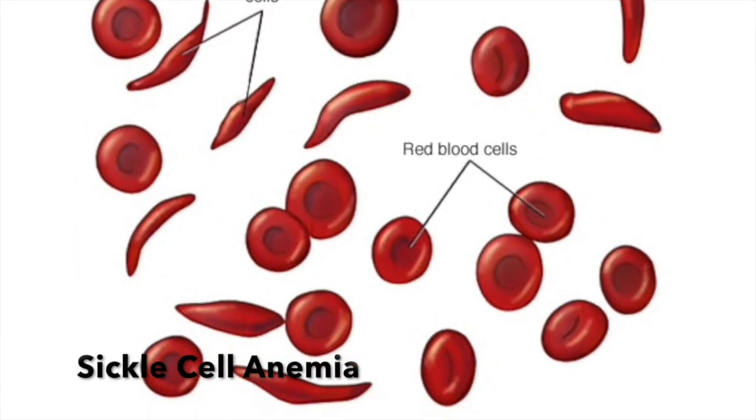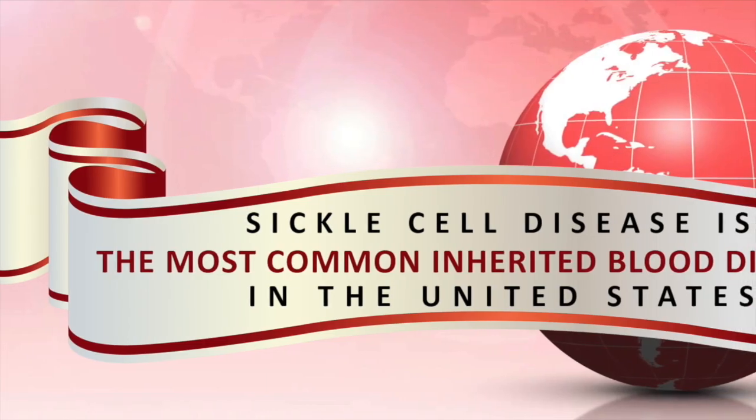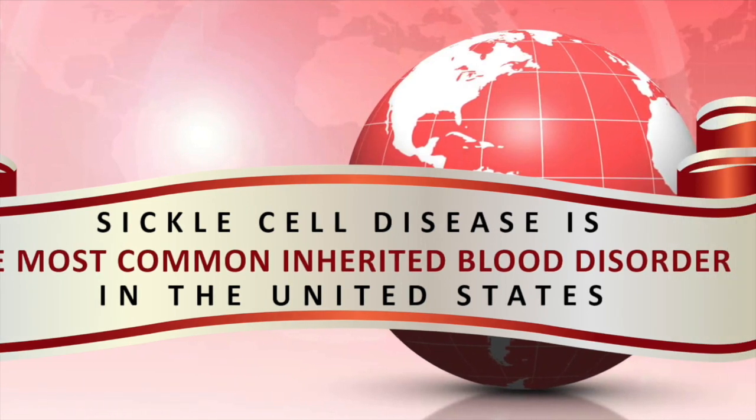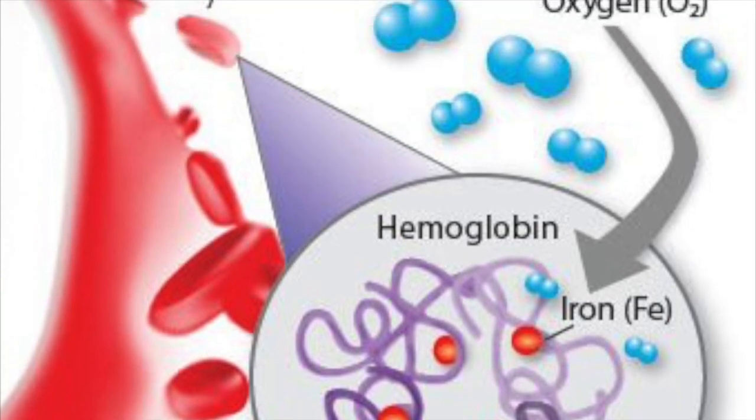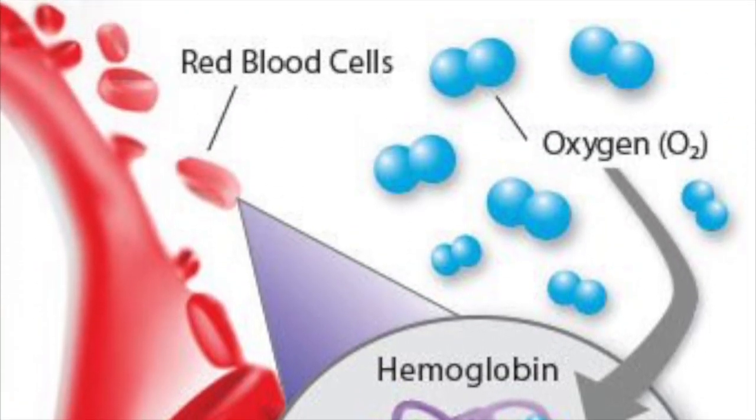Another inherited genetic disease is sickle cell anemia. It is the most common inherited blood disorder in the United States, affecting 70,000 to 80,000 Americans. How does it work? This disease affects the hemoglobin, which is a molecule in red blood cells that delivers oxygen to cells throughout the body.